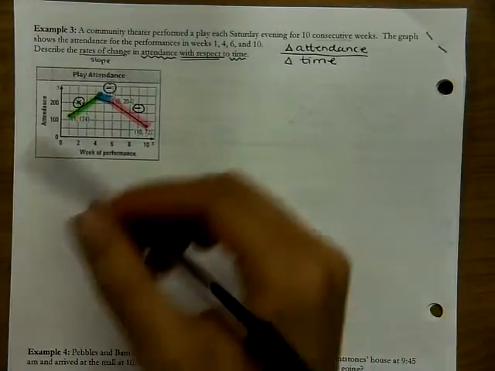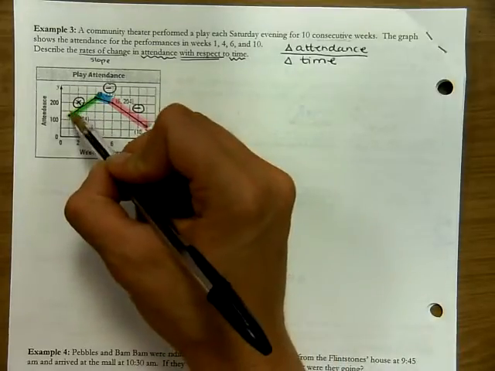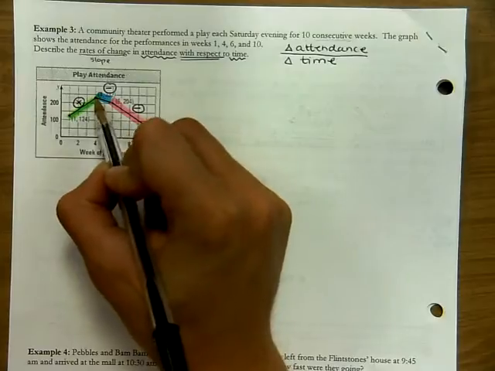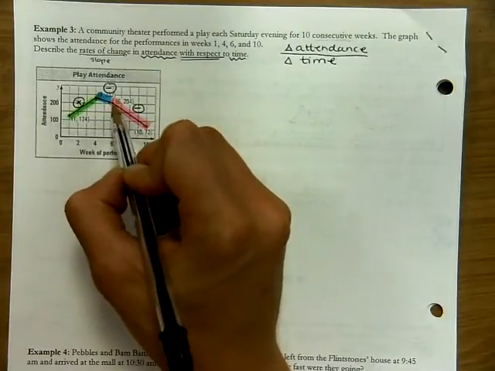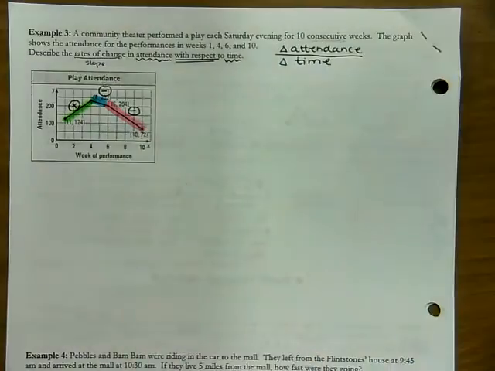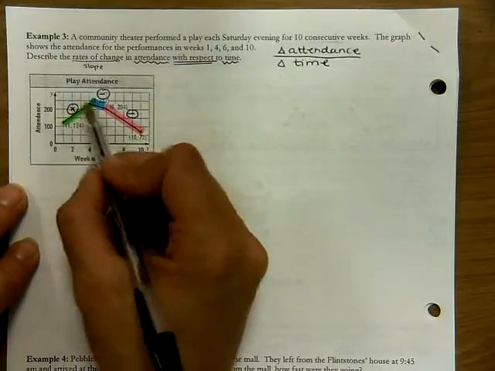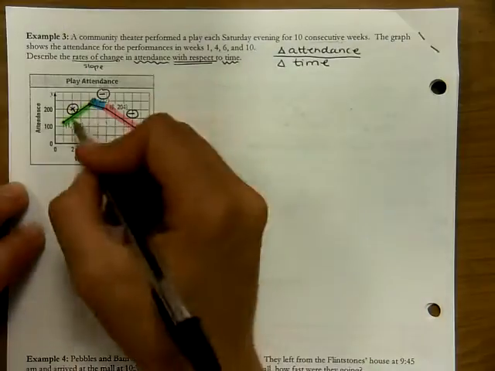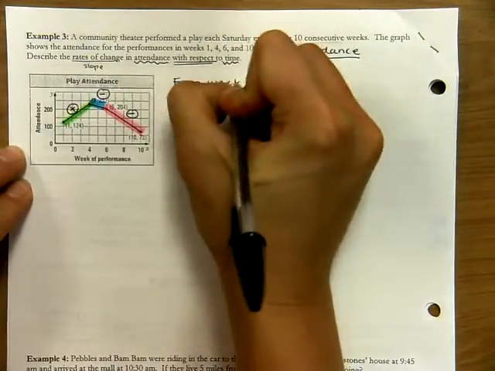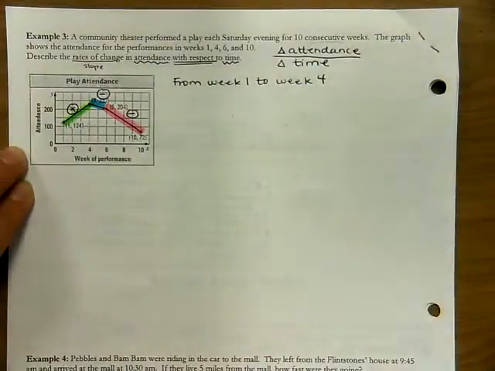So when we think about that, what that means is the attendance, meaning the number of people that go, started off lower in the first week, but then more and more people came. But then once we hit the 4th week, we started having fewer people come. And even fewer people started coming between weeks 6 and 10 until it hit its lowest amount. So we often do rise over run when we see a graph. Let's first focus on week 1 to week 4.